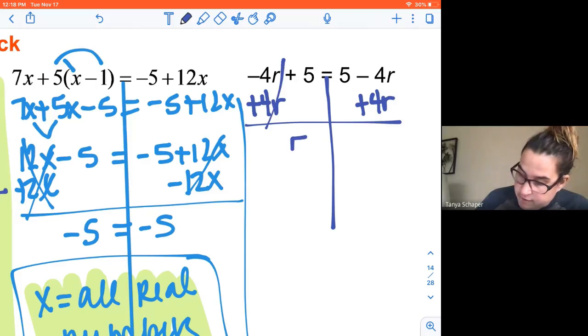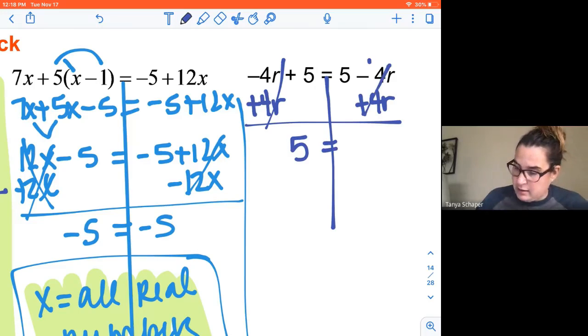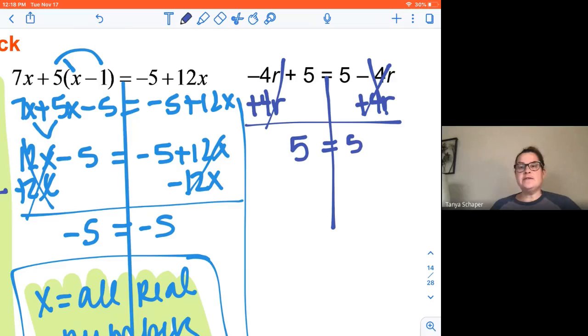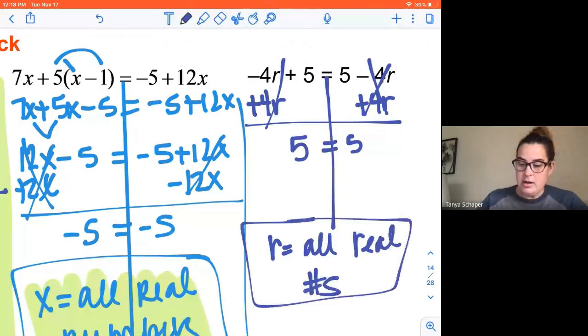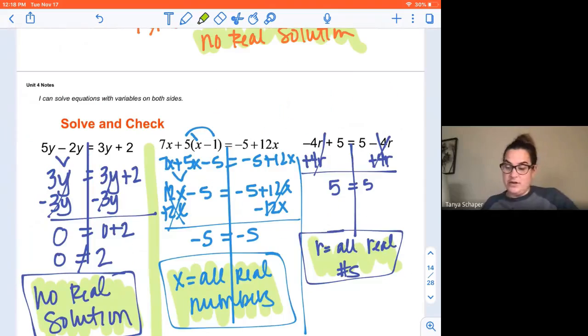So 5 is equal, oh, look at that. 5 equals 5. So because both sides are the exact same, I know that r equals all real numbers. Okay, so this is a little different than what we're used to. Okay, it's all real numbers. So let's take a peek at a couple more problems where we're going to solve and check.